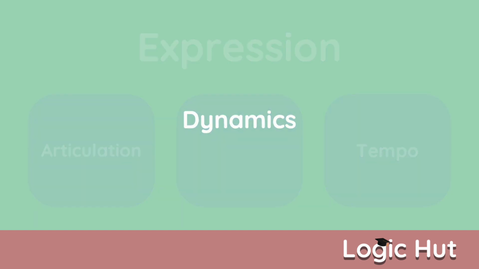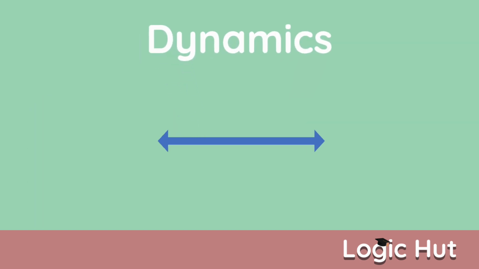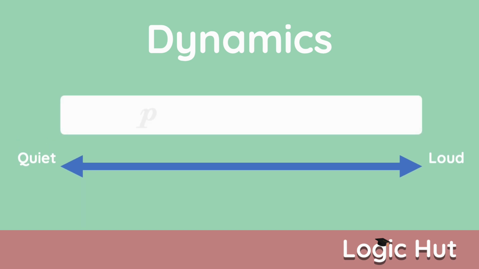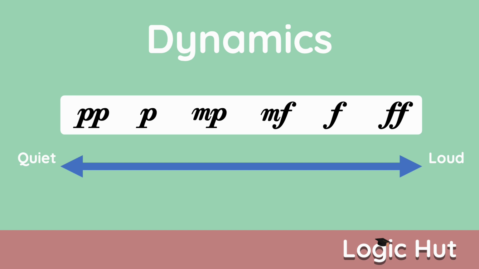Next is dynamics. Dynamics refers to how loud or quiet the playing is. Piano, written as a P for short, means soft, and forte, written as an F for short, means loud. There is also mezzo piano and mezzo forte, meaning a bit soft or a bit loud. You can even have multiple Fs and Ps to further strengthen the dynamic.